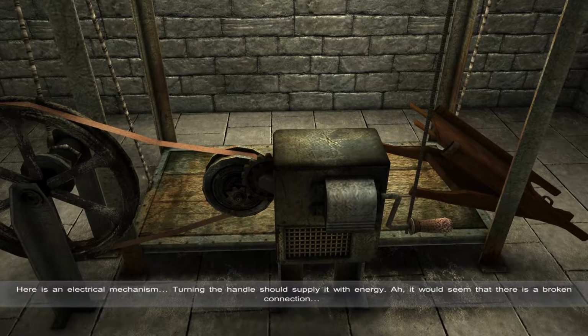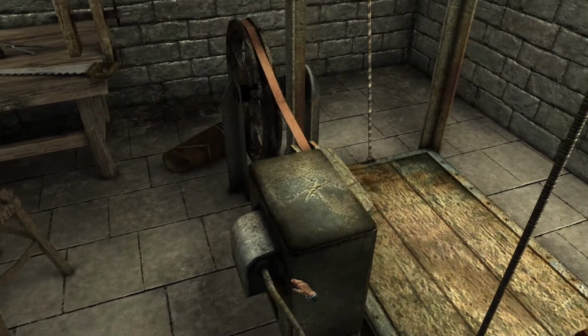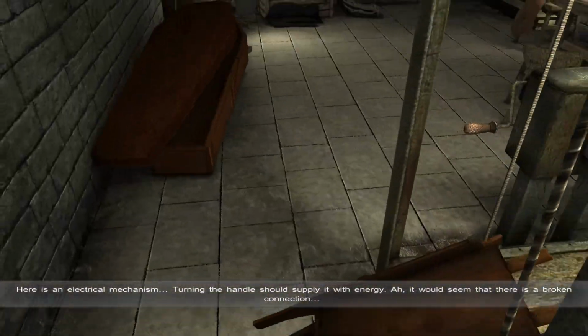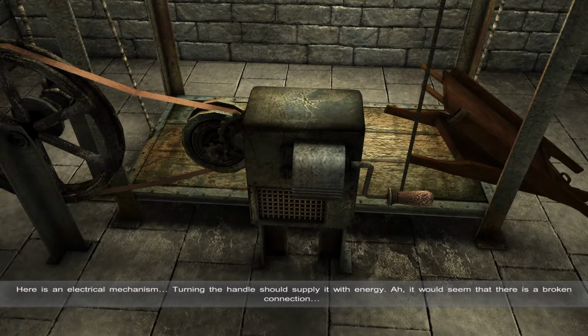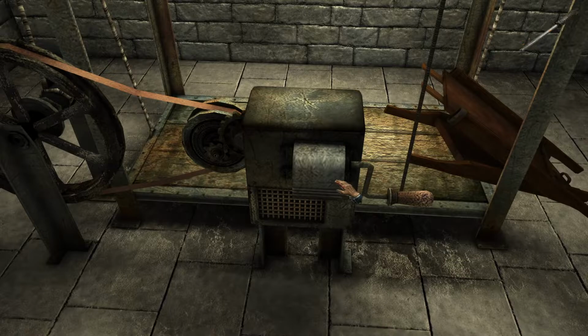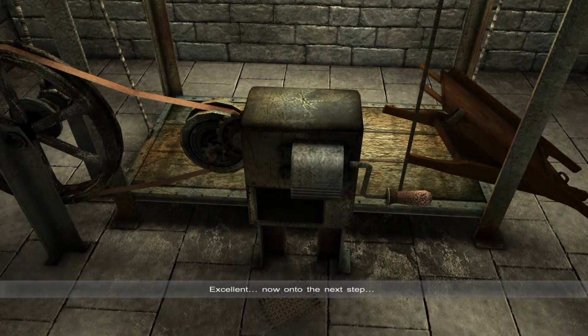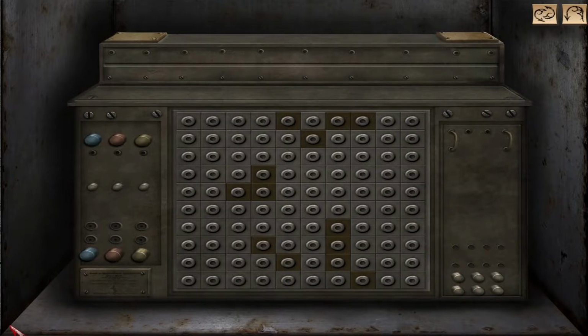What is that? Here's an electrical mechanism. Turning the handle should supply it with energy. It would seem that there is a broken connection. Do we need to fix it, and why? Okay, no, I can't do that. Why am I doing this? This box is broken. The wires must be reconnected. Pray, think. I don't know.